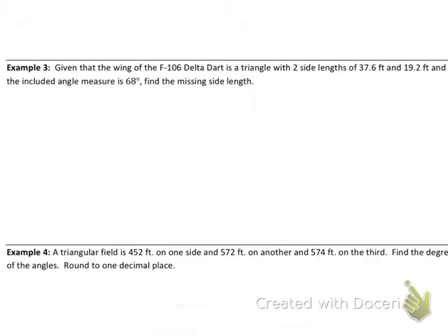No? Okay. The next one's kind of an application problem. It says, given that the wing of an F-106 Delta Dart is a triangle with two side lengths of 37.6 feet and 19.2 feet, and the included angle measure is 68 degrees, find the missing side length.